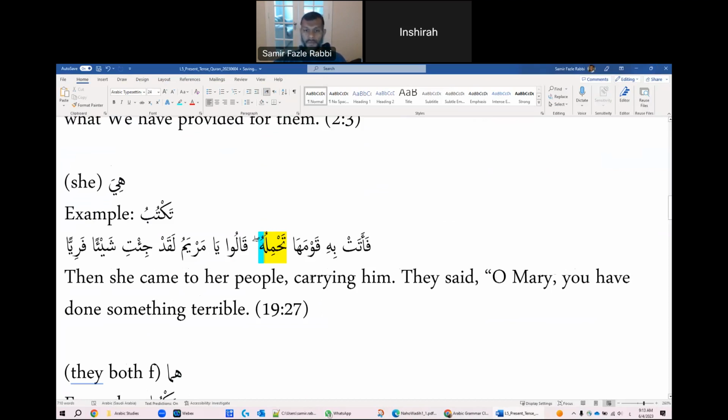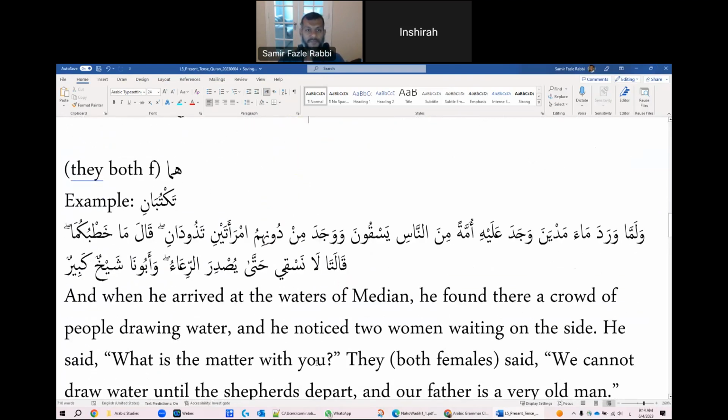Okay. All right. Then she came. There were people carrying him. That's kind of the gist of how it's all working, but it's not perfect. All right. Please continue. Okay, for two females. Yes. That's تكتبان. Yes.